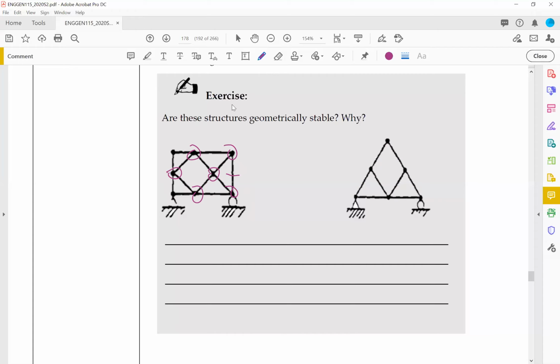This next one, well, it would probably fall, so we have our two supports, and these two joints would probably come to touch one another, so it would probably end up looking like that. Okay, because these two here would run away from each other.